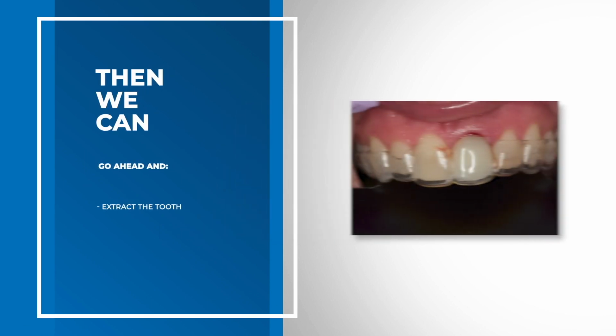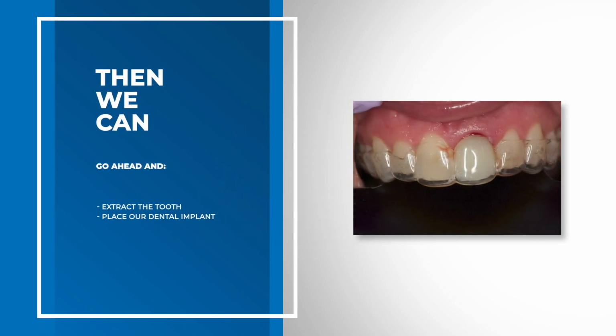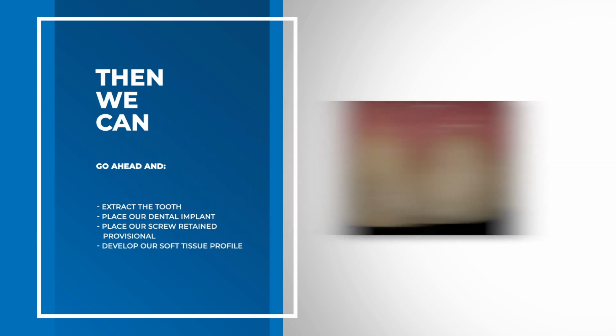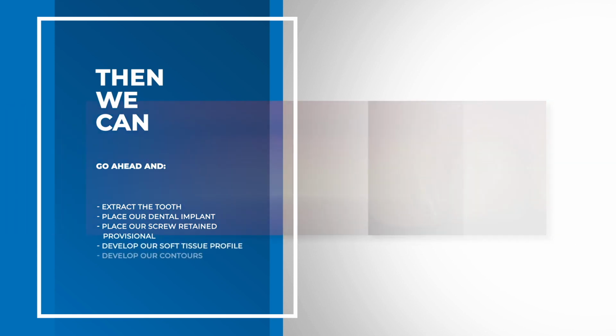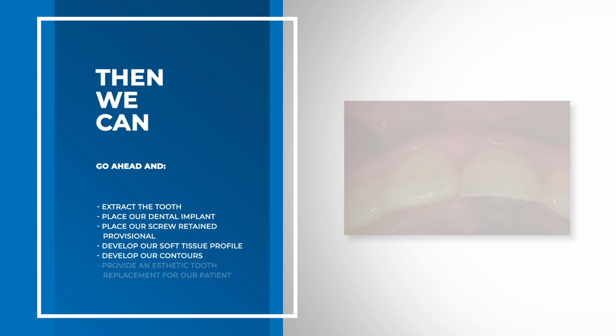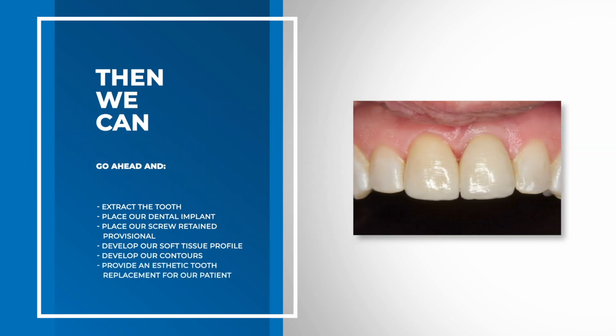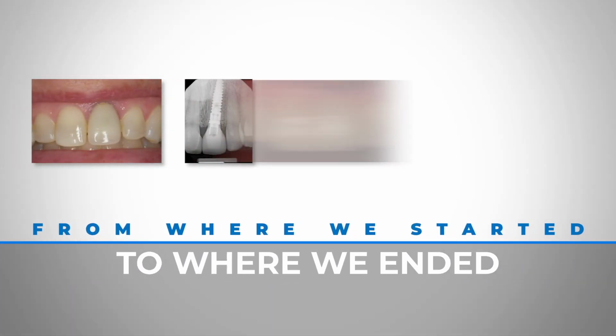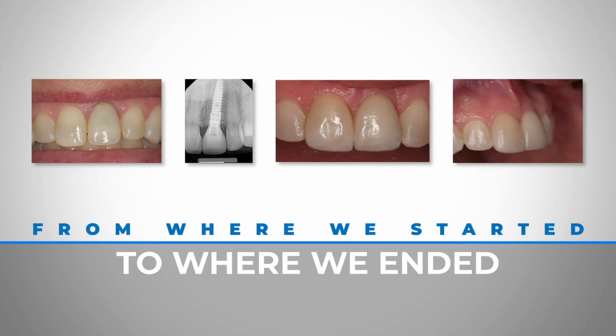Then we can go ahead and extract the tooth, place our dental implant, place our screw-retained provisional, develop our soft tissue profile, develop our contours, and provide an aesthetic tooth replacement for our patient. So that our end result will have a free gingival margin that is equigingival to the contralateral tooth, from where we started to where we ended. And at 42 months, you can see we still have a pretty aesthetic result.